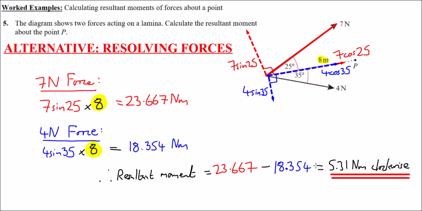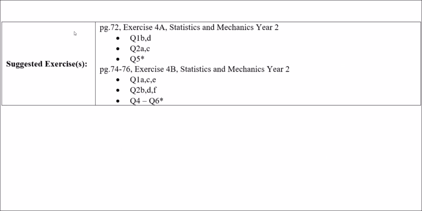That's all the worked examples from me anyway, so here are my suggested exercises for you now. So in your Year 2 Stats and Mechanics books, if you can attempt these questions, exercise 4A, 1BD, 2AC, and question 5. You can do questions 3 and 4 as well for additional practice. And then move on to the resultant moments section, exercise 4B, question 1, ACE, 2BDF, and questions 4, 5, and 6.